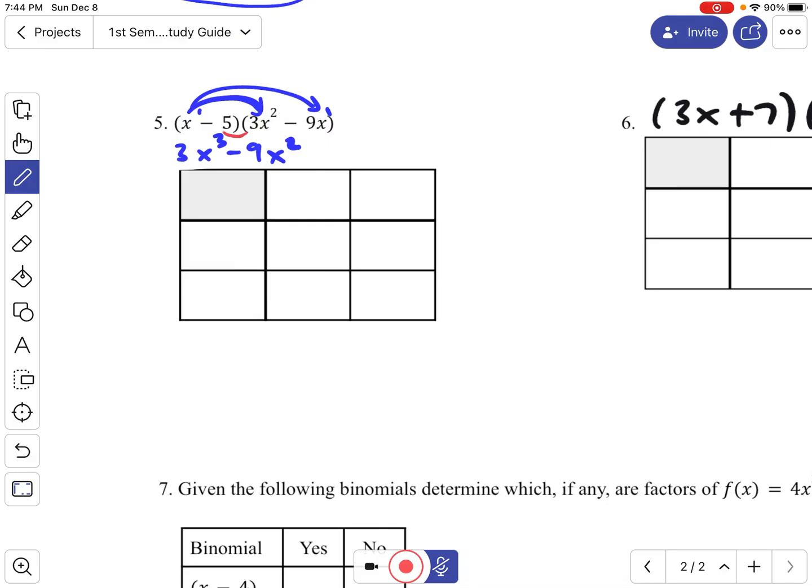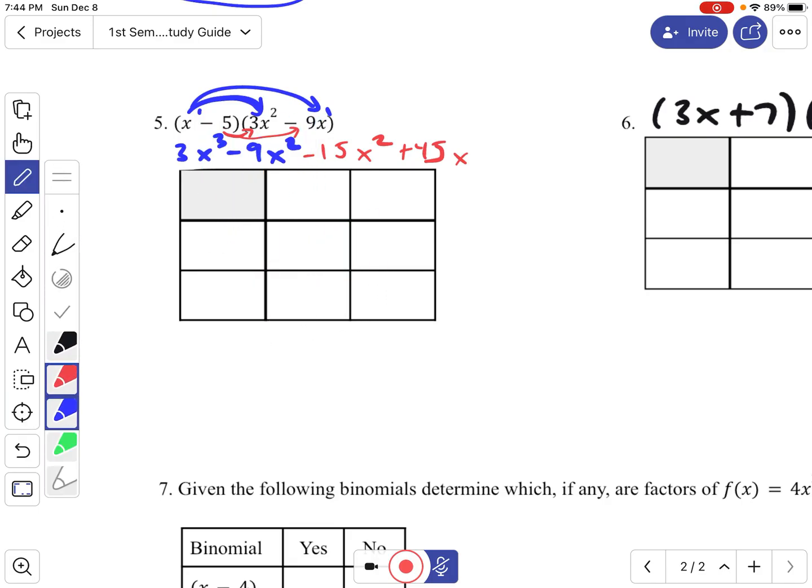Okay, now we're going to distribute this negative 5 into these two terms. Negative 5 times 3x squared is a negative 15x squared. Negative 5 times negative 9 is a positive 45. And then because this has an x, we're going to go ahead and just put that x here. You can use this box here to set up the box method of multiplying.